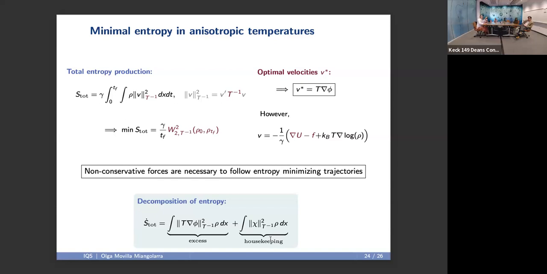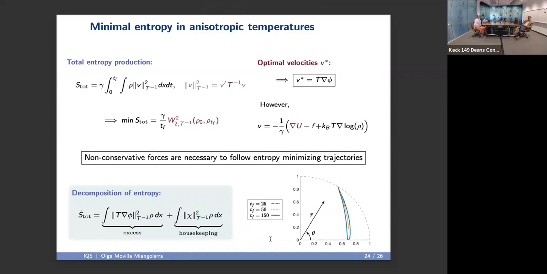In order to illustrate this and to wrap up, let me show you a numerical example in which we try to solve entropy minimizing cycles. Again, we went back to our Brownian gyrator parameterized by R and theta. All of the points in this plane are different distributions, different states of our thermodynamic system. We started and ended a cycle at this point, and we tried to minimize entropy over a cycle.